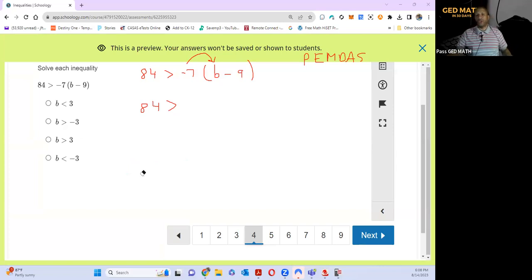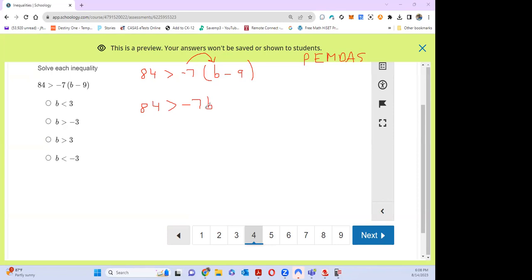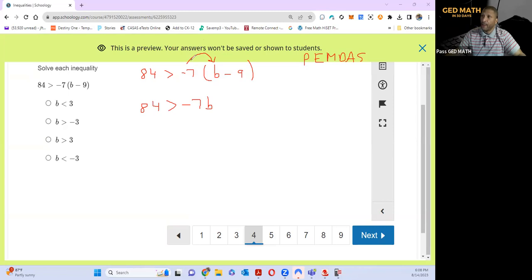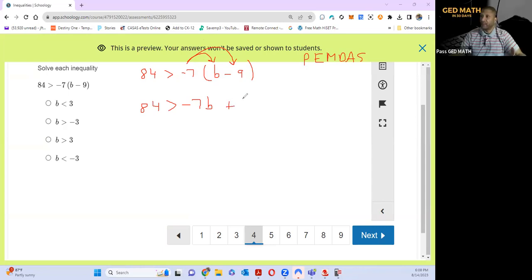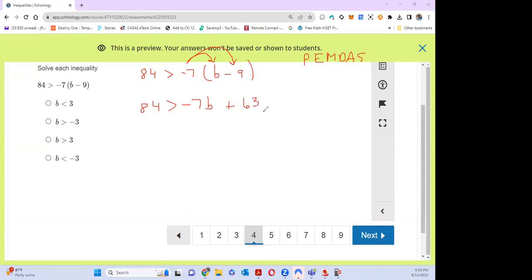You should also know how to do the distributive property. Okay, now, in this case, that's what we need to do next, the distributive property. So minus 7 times b is minus 7b. That means minus 7 times b. The next step is minus 7 times minus 9. It's a positive 63. Why? Because two negatives multiplied together is a positive. That gives you a positive 63.